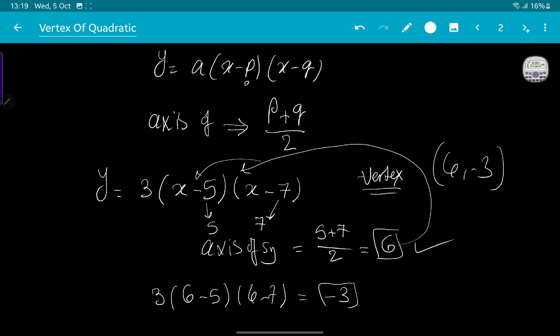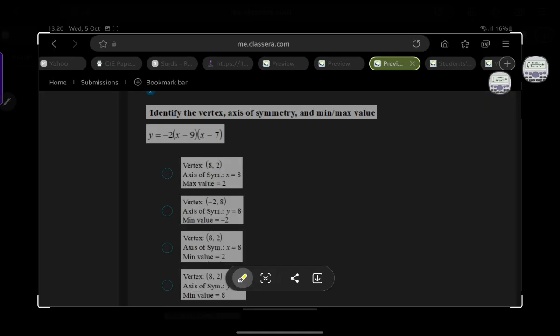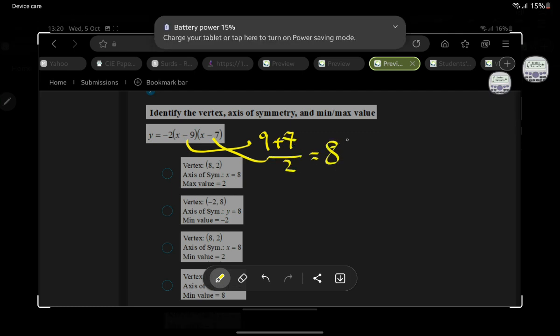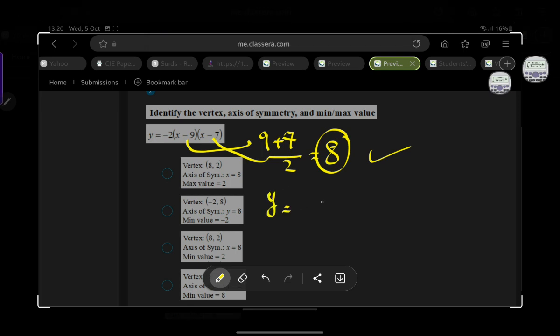Now we will take one example from the assignment. Okay, look here, we can take 9 from this bracket and 7 from this bracket. So 9 plus 7 over 2. This will give you 8. Now you have the first part. Replace x with 8. Y equals negative 2 times (8 minus 9) times (8 minus 7). That is negative 1 times 1 times negative 2, which gives you 2. So we have 8 and 2.